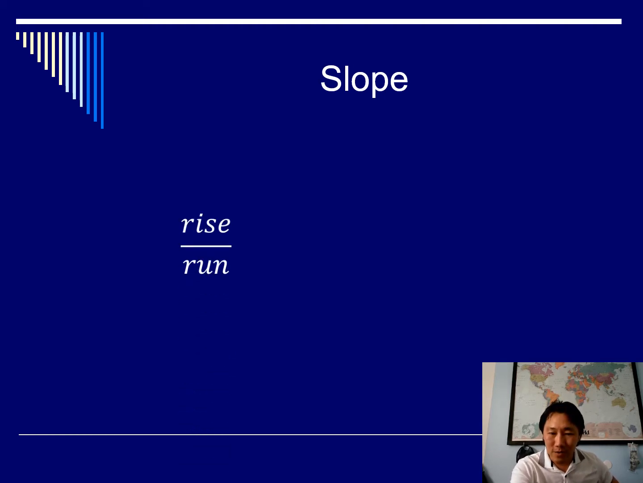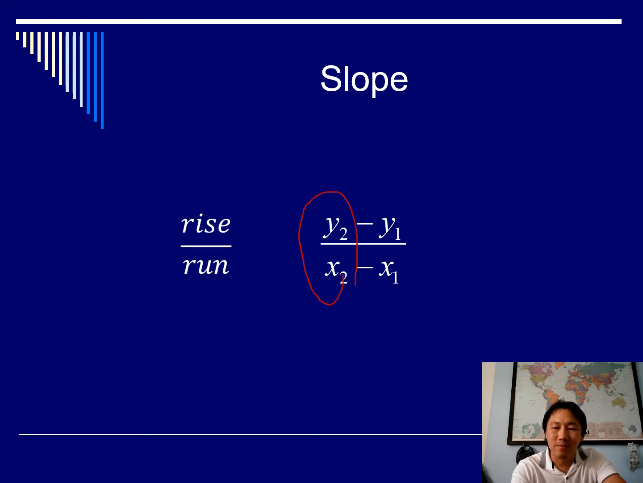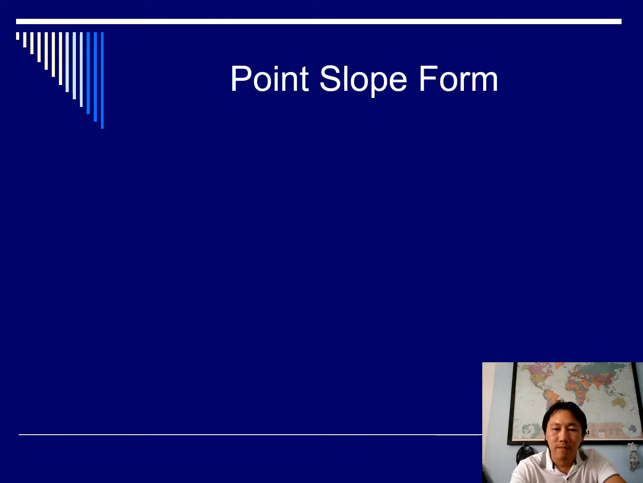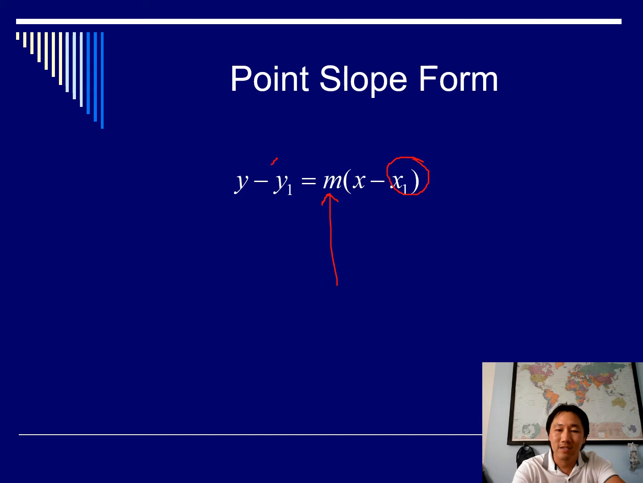Remember, the slope was rise over run, and then we had a nice little formula for it. There is the formula. Remember, this is the second point, and this is the first point. Hopefully, we have point slope form. Here it is, point slope form. It's basically a point on the line and the slope of the line. The slope is right here, and the point is this x and this y.